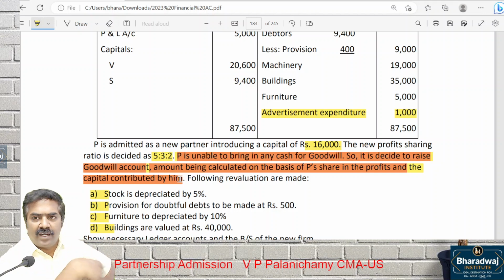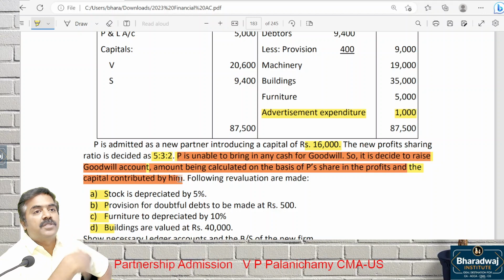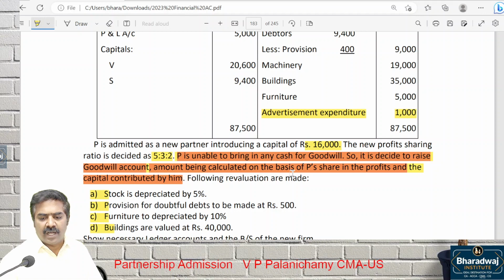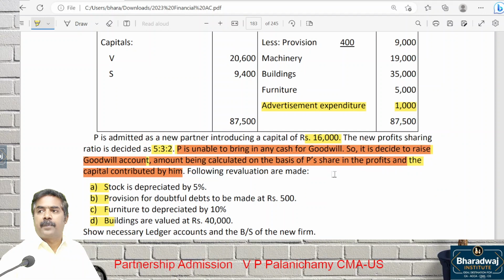Read the question. Unless you read the question, you will not understand. There is no use in copying the solution. Please read the question. P is unable to bring in any cash for goodwill. So it is decided to raise which account? Goodwill account. Amount is calculated based on P's share of profit and capital contributed by him. So goodwill value is not given. We have to work it out.